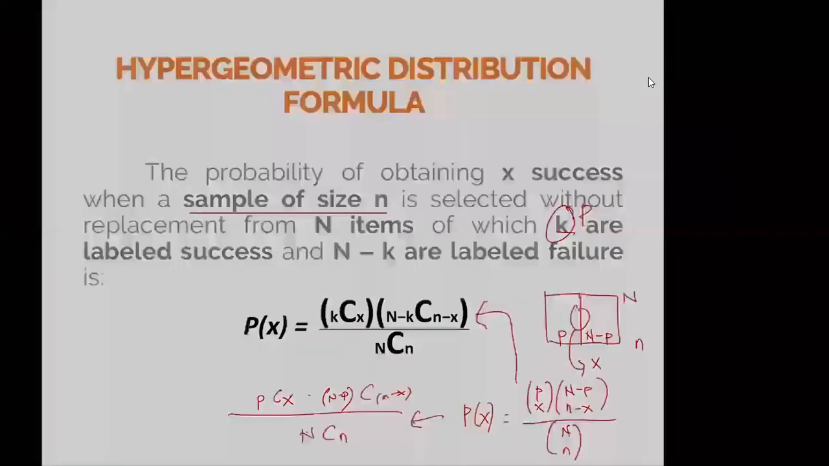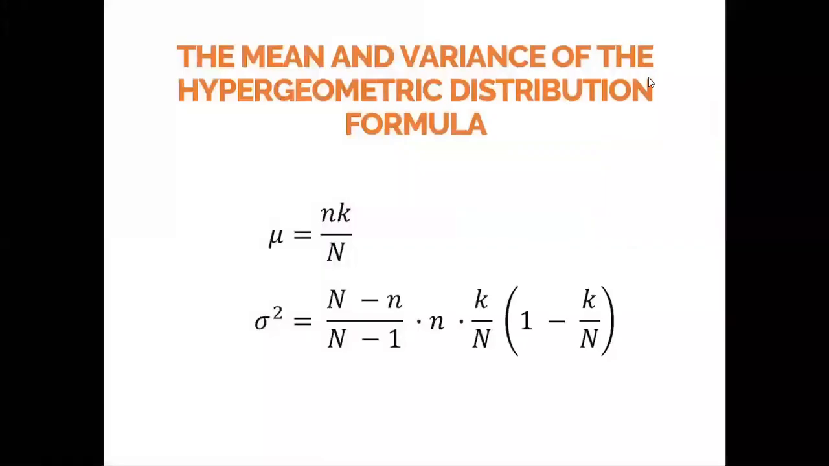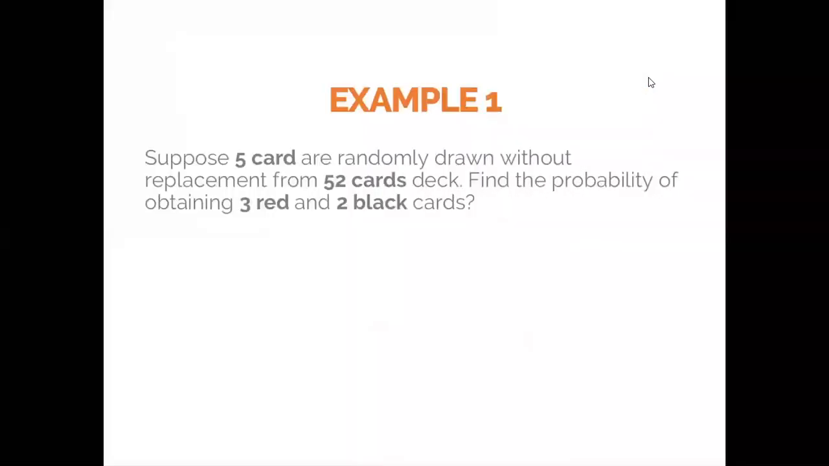And then we have yung mga formula natin for mean and variance of the hypergeometric distribution. So, as is na yan yung formula niya. Okay, so let's start with example number 1. Suppose 5 cards are randomly drawn without replacement from 52 cards deck. Find the probability of obtaining 3 red and 2 black cards.